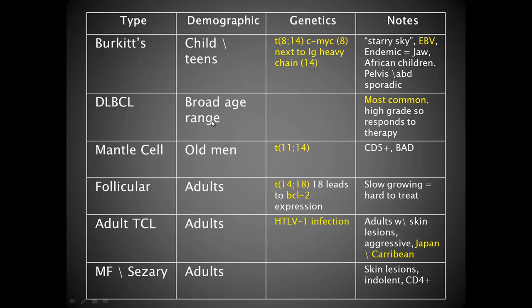Diffuse large B-cell lymphoma, that's the most common one. Most common lymphoma there is, usually in older patients. It's very high grade, very aggressive, but because it grows so quickly, it responds very well to chemotherapy, something to keep in mind. Mantle cell, you see it in old men.